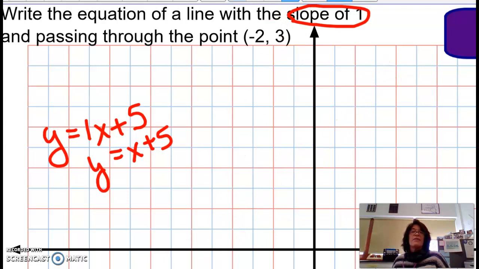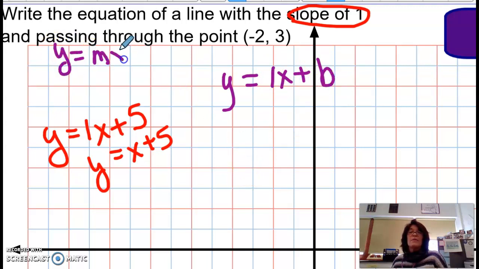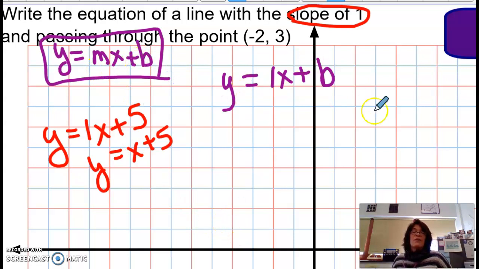Well, if you didn't have the graph, or maybe you're just sloppy like I am and you don't trust your graphing to make sure you have the right y-intercept, you can just write what you know. I know that it's y equals 1x plus b. I'm assuming you guys have learned y equals mx plus b as the slope-intercept form of a line. m's the slope, b's the y-intercept. I know my slope's 1. I don't know my b. Well, I do have an xy point.